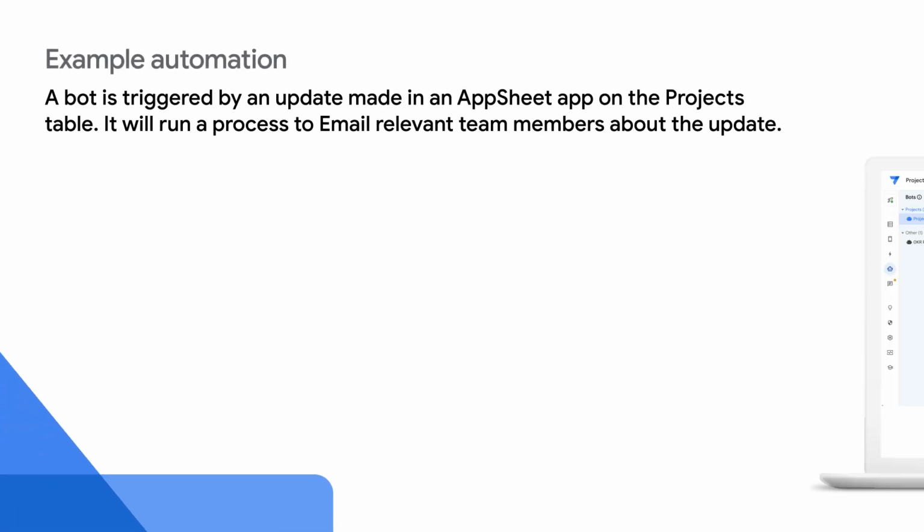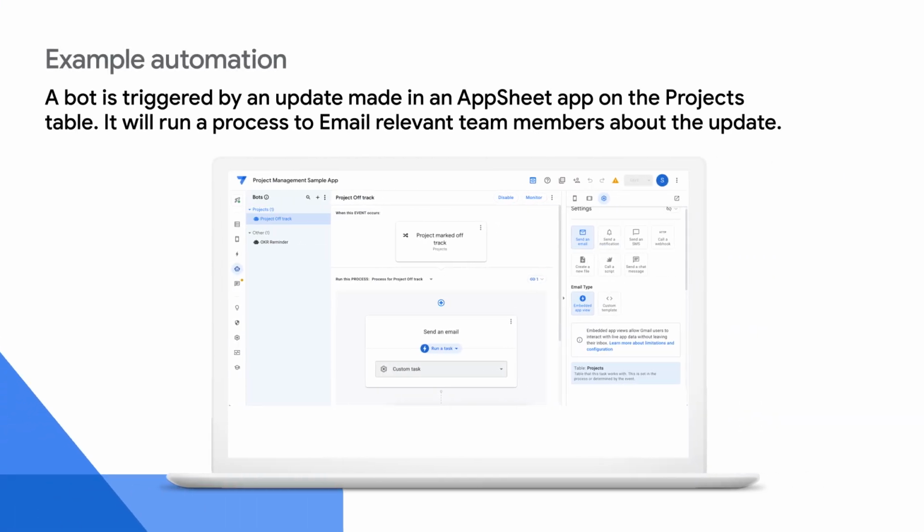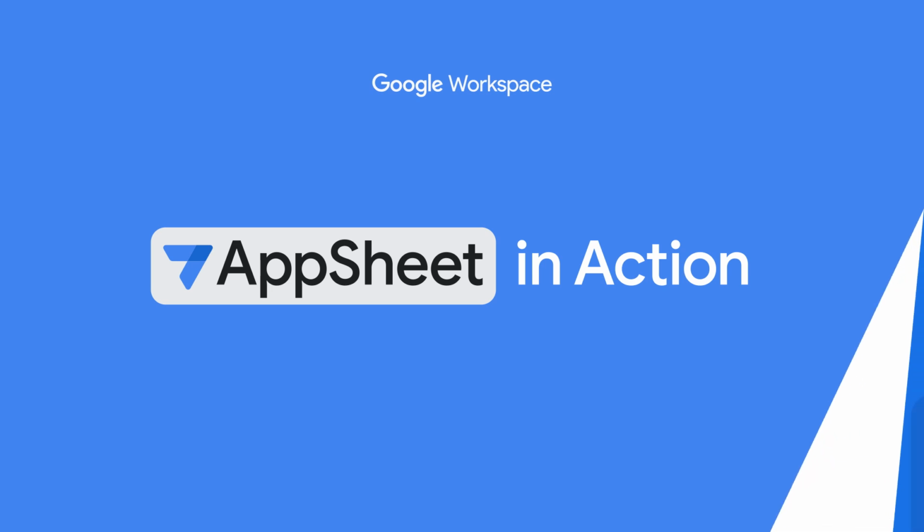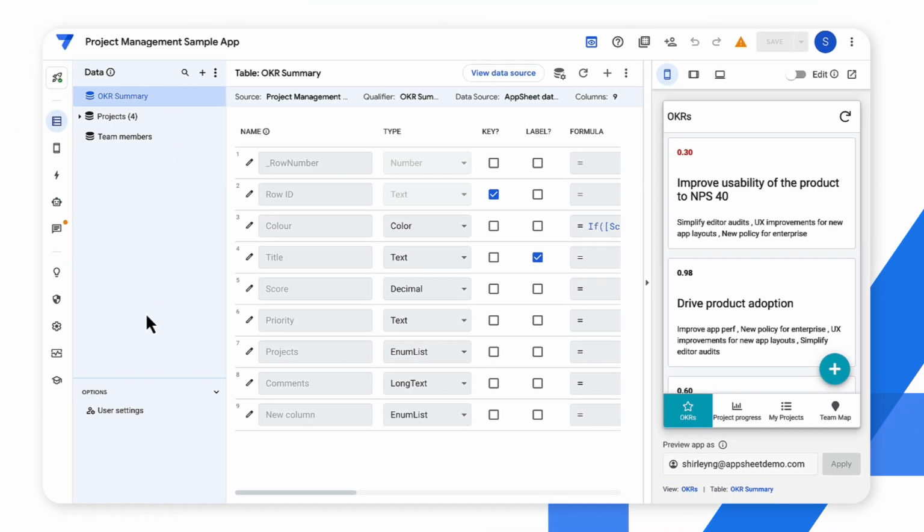Now let's put that all together into an example automation. Here, I have a bot that's triggered by an update that's made in an AppSheet app on the projects table. It will then run a process to email the relevant team members about the update. Let's get into the editor to see how you would create this bot.